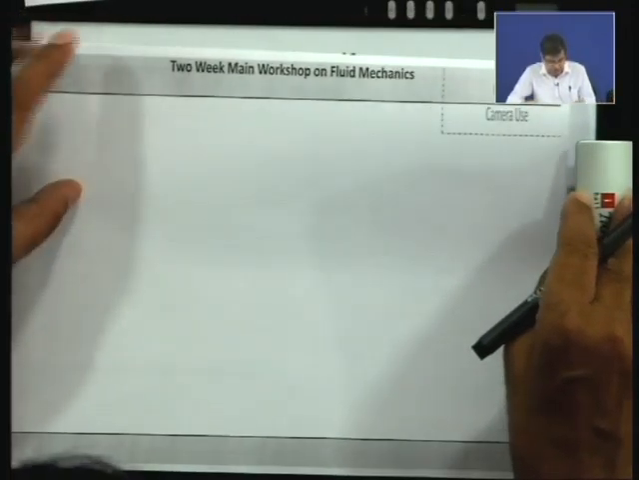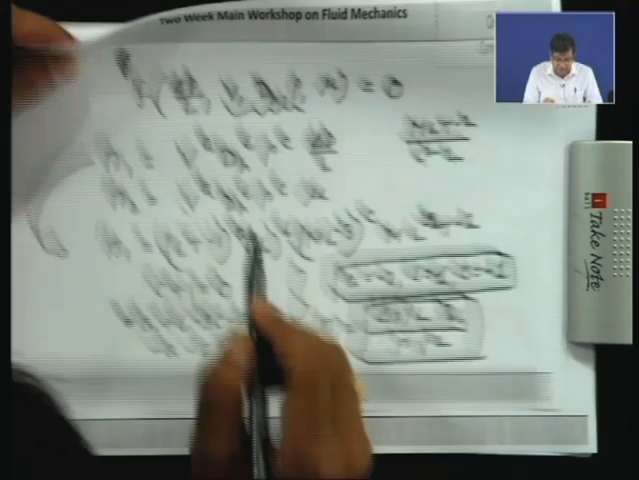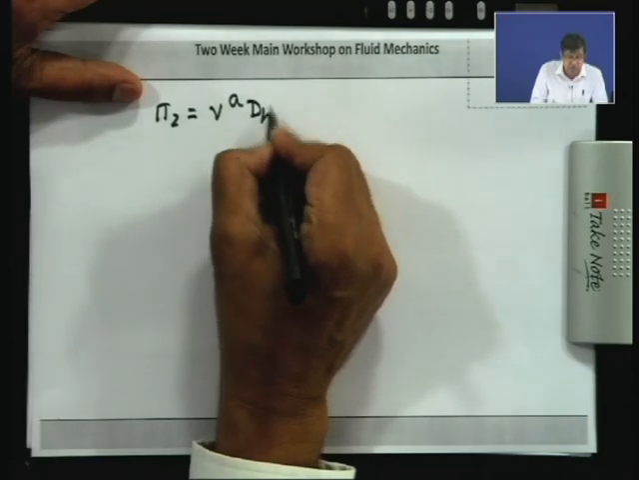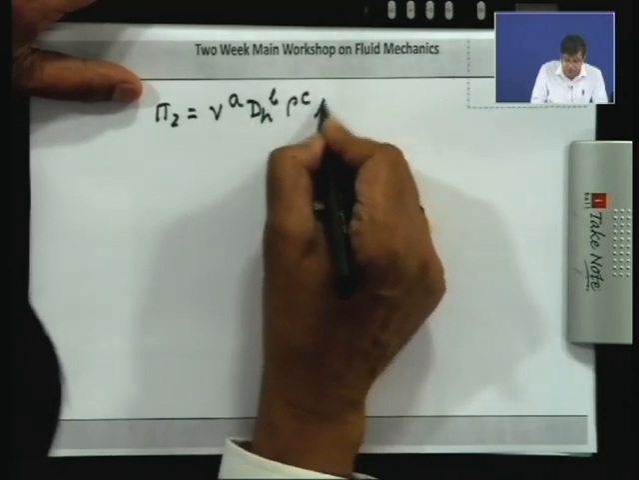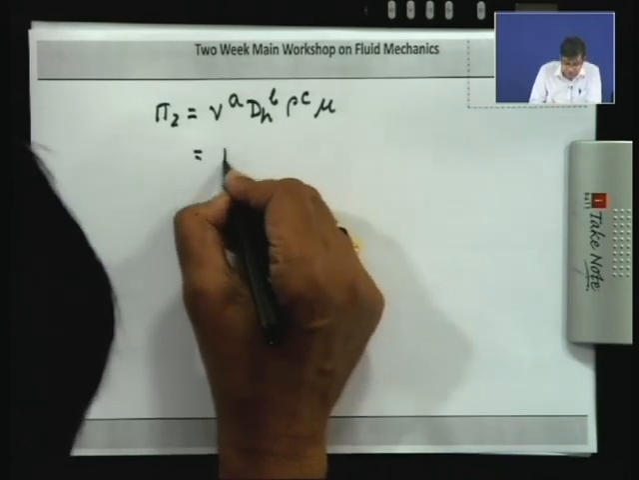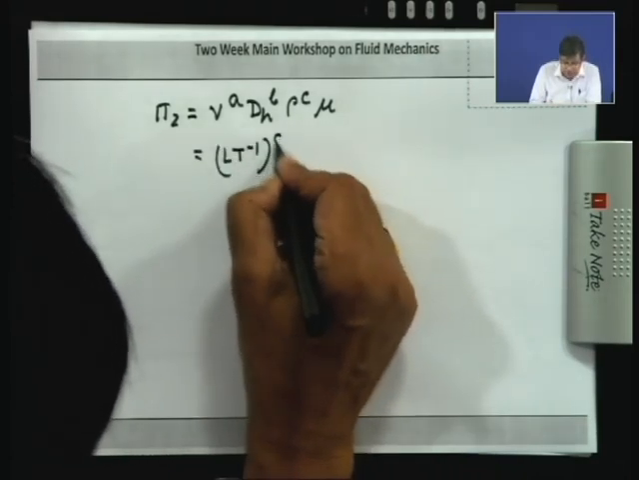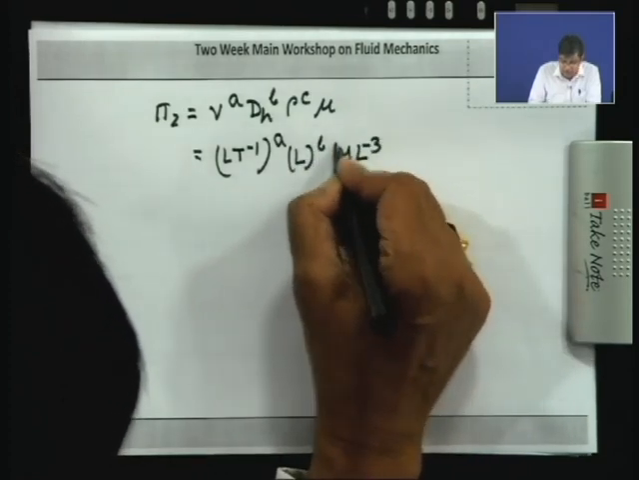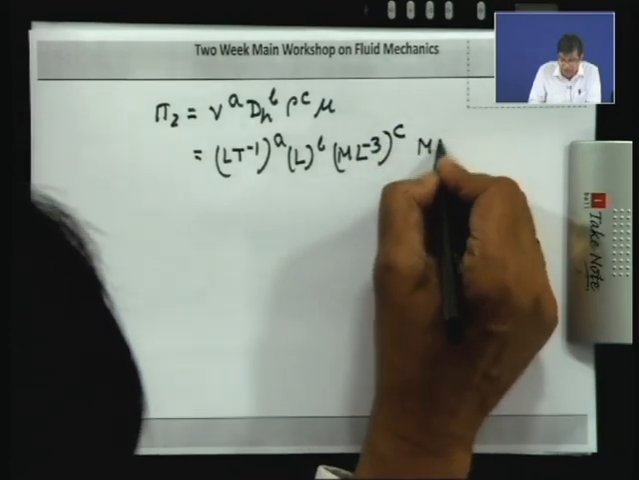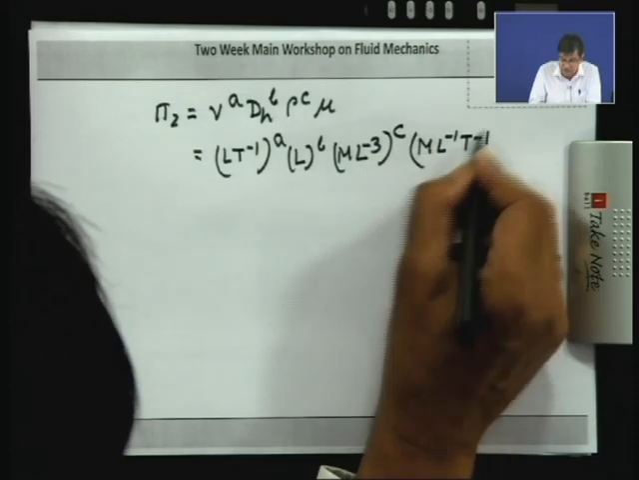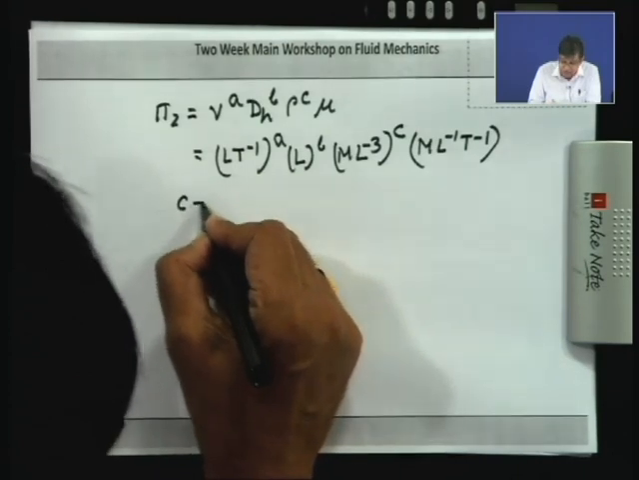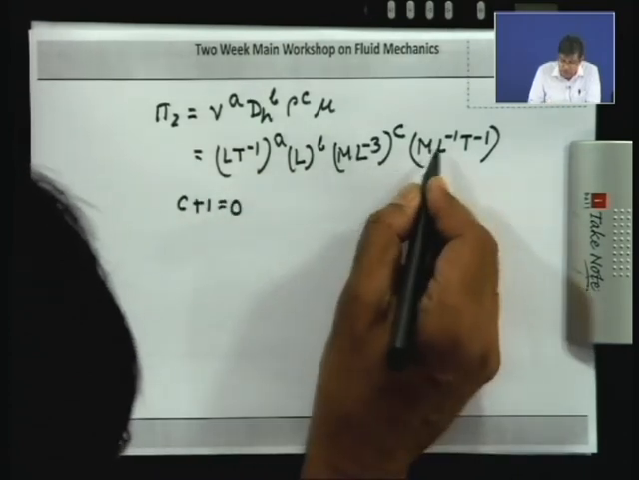Now, pi 2 term. Pi 2, if you see the earlier one, is V A dH. Then again I write pi 2 is V to the power A, dH to the power B, rho to the power C, into mu. Now, here also V is L T to the power minus 1 to the A, L to the power B, M L to the power minus 3 to the C, and mu is M L to the power minus 1 T to the power minus 1, this dimension you know. And if we equate this M to 0, that is C plus 1 equals to 0.